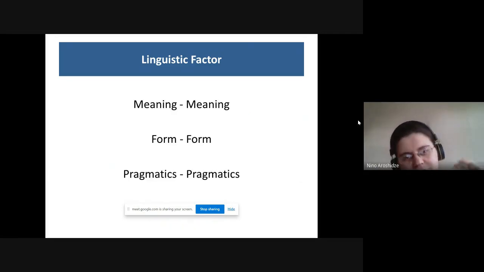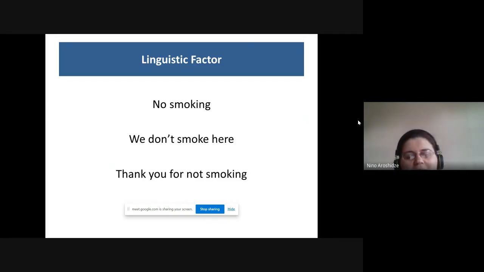you have to do the following. So you sacrifice either the form to preserve the meaning, or sometimes the meaning has to be sacrificed in order to preserve the form, and so on. And the last part, pragmatics, quite often is neglected when it comes to focusing on the grammatical aspects in translation, as it was mentioned.